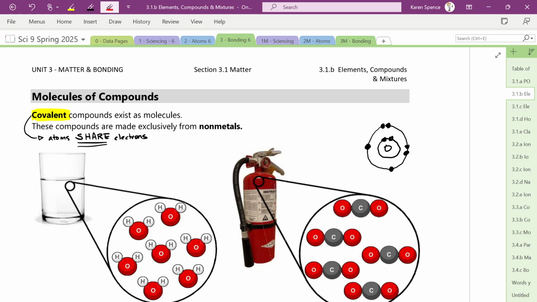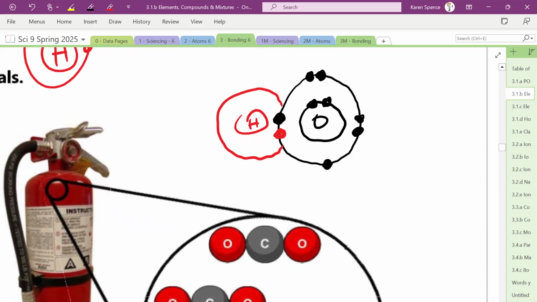Who might have 1 electron that it could share with oxygen? Hydrogen. So we could have a hydrogen atom, right, with its 1 electron, and it could come over here and it could share. Which is great now because that hydrogen now has 2, which fills up its shell, which makes it stable.